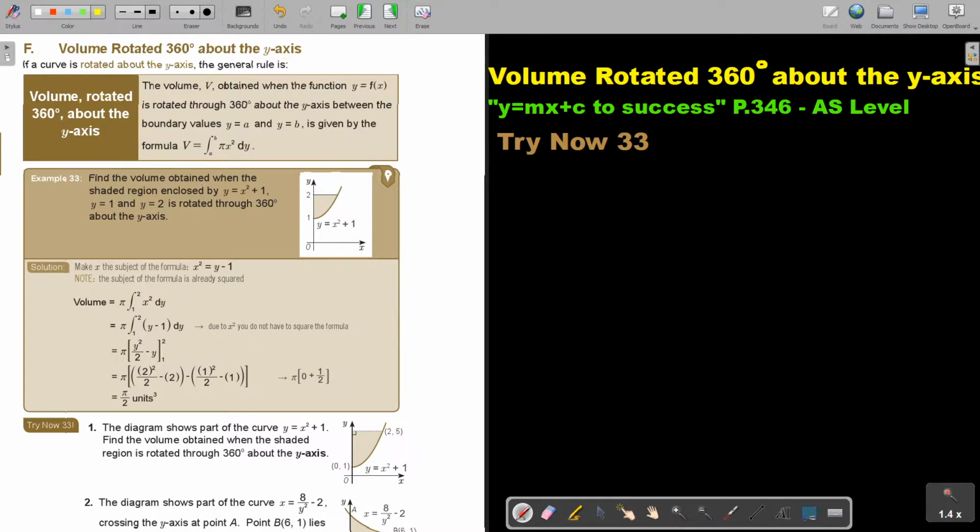So find the volume obtained when the shaded region enclosed by this is rotated 360 about the y-axis. Okay, so I'm just going to make x the subject of the formula. But because it must be squared, I just leave that. If you want to do it the long way, you can say x equals, and then you can take the square root, but as soon as you square it again, you will be ending up with the same.